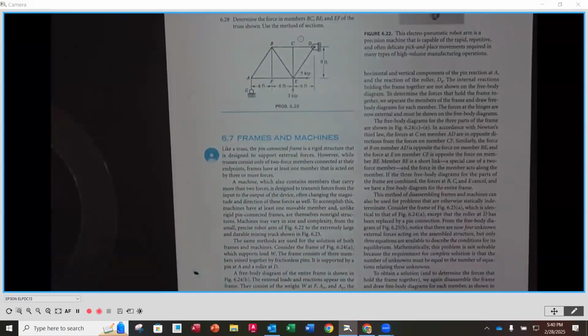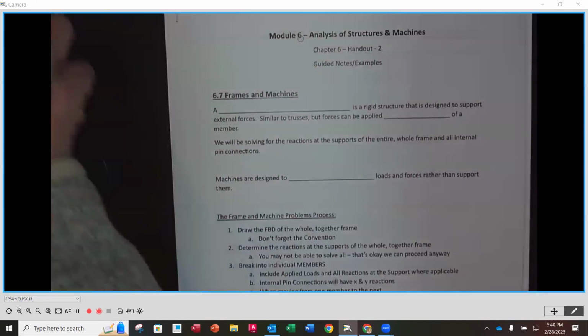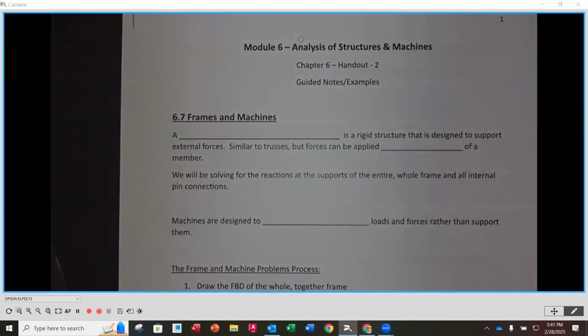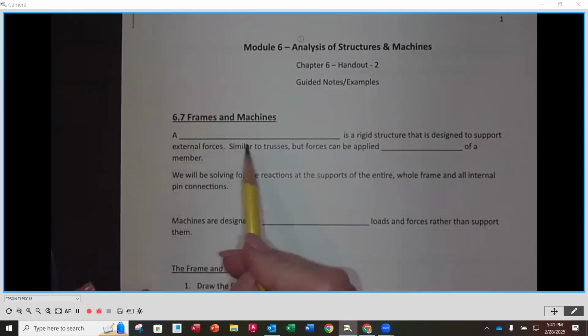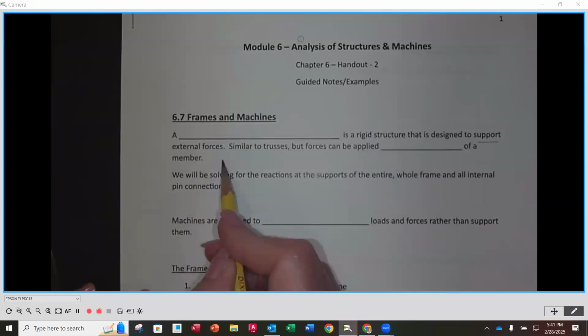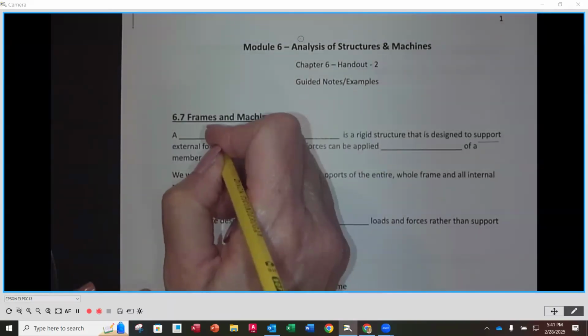Now you can take the time to read this section, and I encourage you to. I'm not going to go into all those details, but this guided notes sheet helps us summarize the important things that we want to make sure that we know, and we'll be looking at some of the illustrations. So as we look at section 6-7, frames and machines, there are some fill in the blanks. It says a blank is a rigid structure that is designed to support external loads. That's going to be a frame.